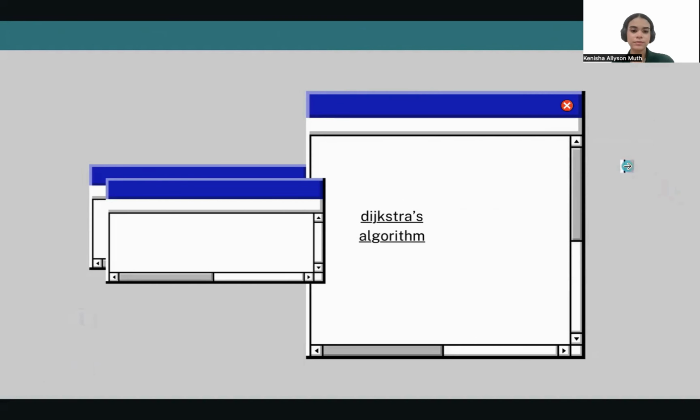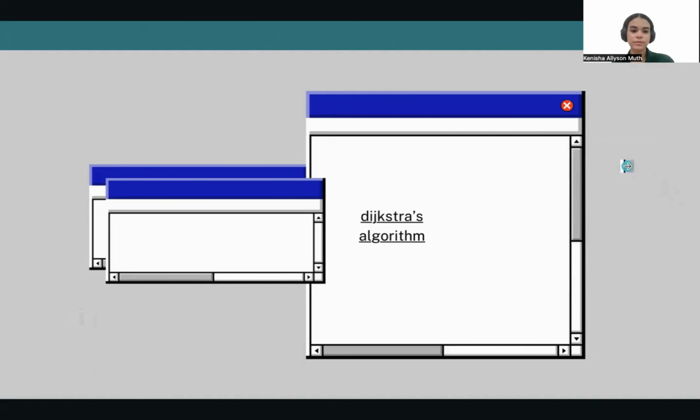TSP solutions are crucial in logistics, like route planning for delivery services. By using heuristic methods, companies can significantly reduce travel time and cost, improving efficiency. Now let's have our example. Sheldon lives at A. He wants to visit B, C, D, and E before returning to A.